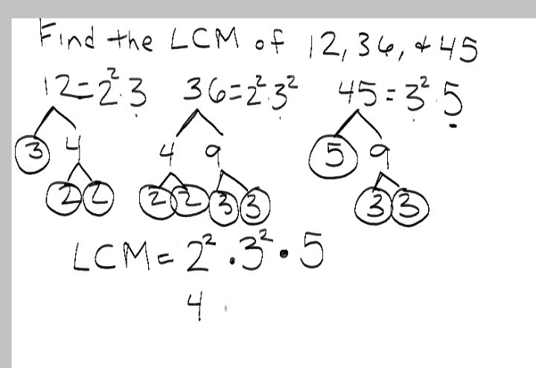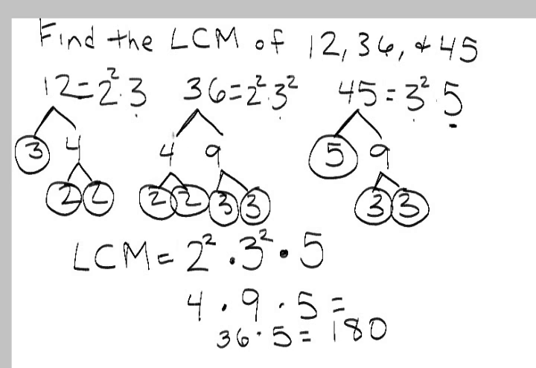2 squared is 4, 3 squared is 9, so then we need to multiply 4 times 9 is 36, and 36 times 5 gives us our LCM of 180.